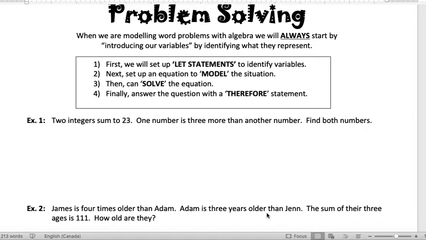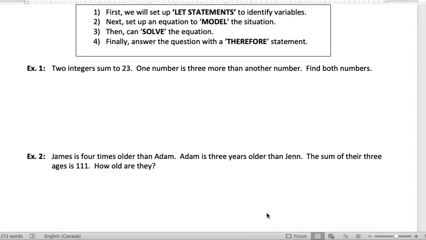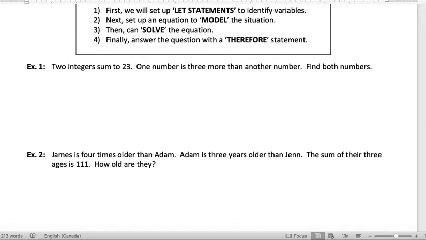Next, we set up an equation to model the situation. So based on our variables, we model with an equation. Then we solve, using our algebra skills that we've learned throughout the unit to solve the problem. And then finally, we just answer the question using a therefore statement. So we are going to walk through these examples using these 4 steps.